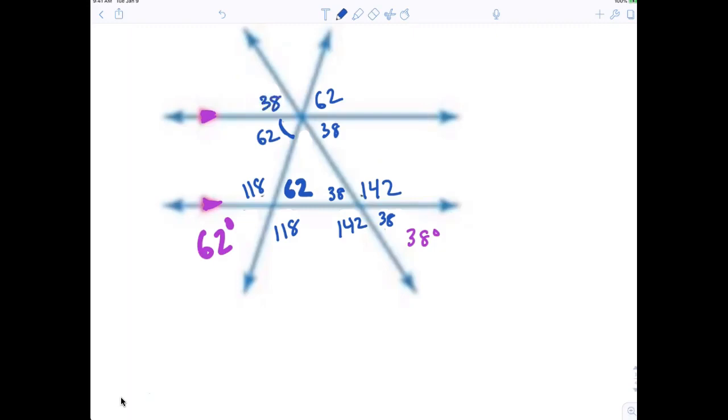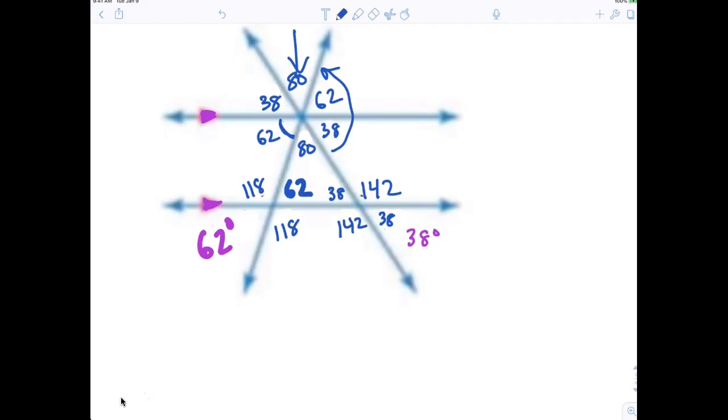Okay, now I need help with this one. What's this angle? Good job. How'd you get that? I added up 62 and 38, which is 100, and then the rest of it is 80. Beautiful. So the vertical angle is 80, and the other vertical angle is 80 also. I don't think that's that hard.